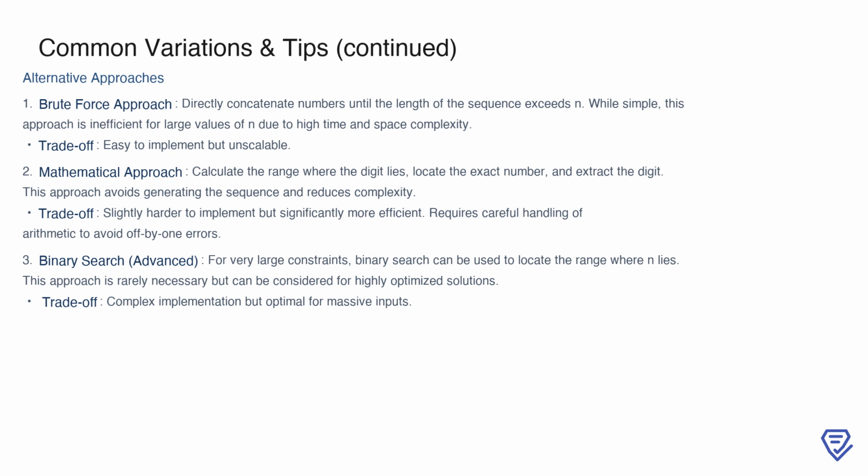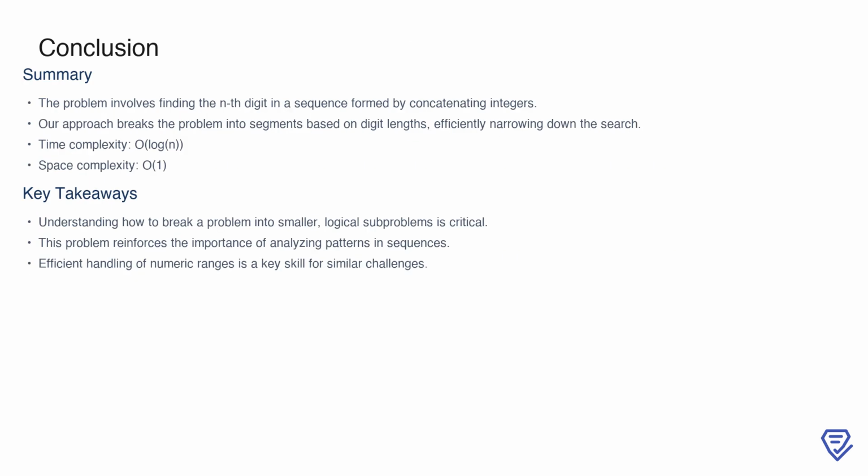For the most optimized solutions, binary search can be employed to locate the range where n falls, particularly useful for extremely large constraints. While this approach minimizes computations even further, it comes at the cost of increased implementation complexity. Depending on the problem constraints, you can choose the method that best balances simplicity and efficiency for your needs. Great job! To summarize, we solved the nth digit problem by breaking it into smaller steps, analyzing patterns in the sequence, and optimizing for time and space. This approach is a valuable technique for solving similar numerical problems.